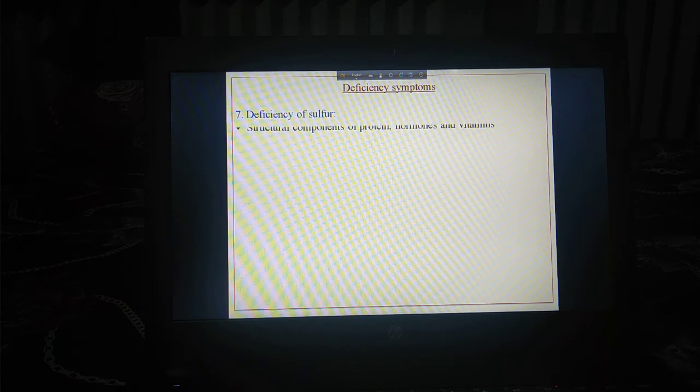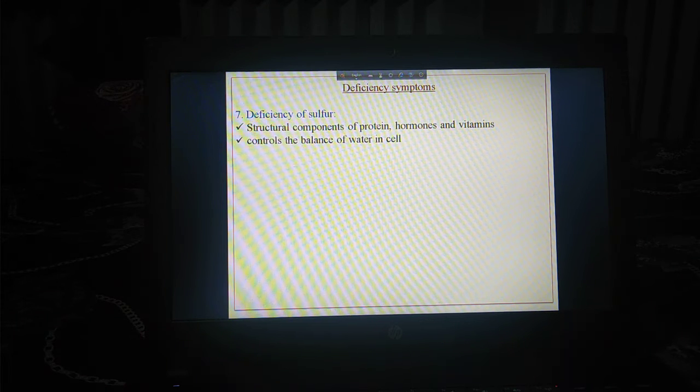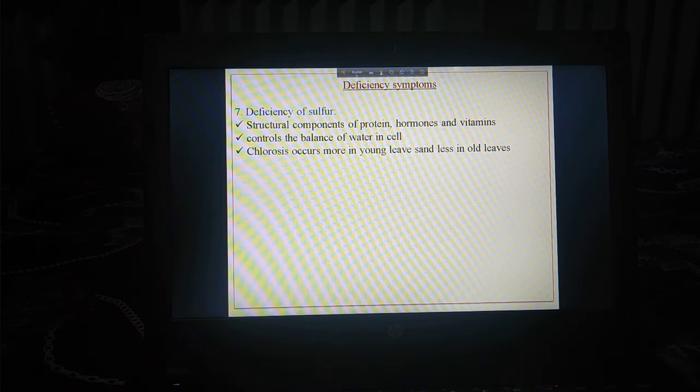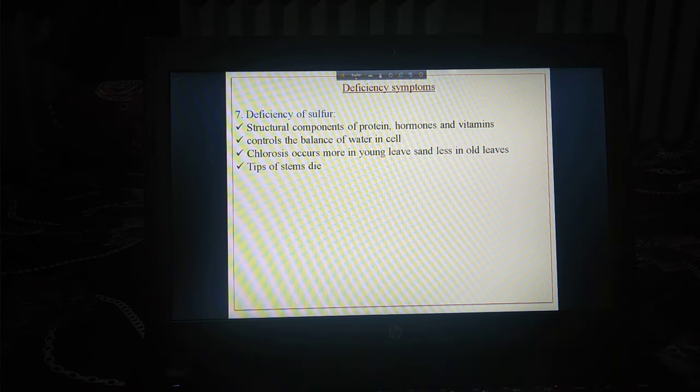Now, deficiency of sulfur. Structural components of protein, hormones and vitamins. Controls the balance of water in cell. Chlorosis occurs more in young leaves and less in old leaves. The most important point, deficiency of sulfur. So how can you identify the deficiency of sulfur? Because first young leaves will face the chlorosis process than old leaves. Now tips of stem die.